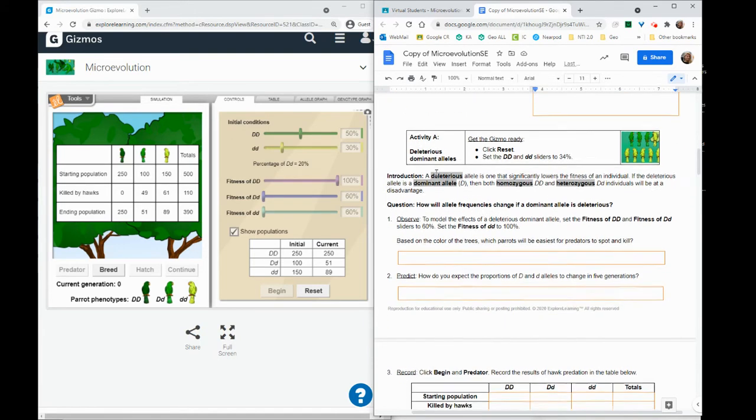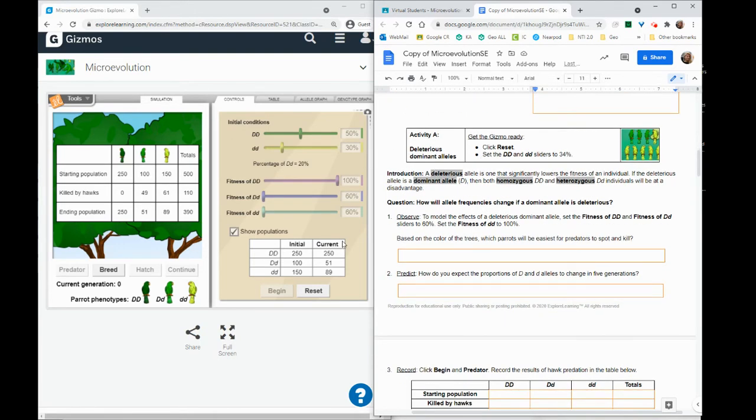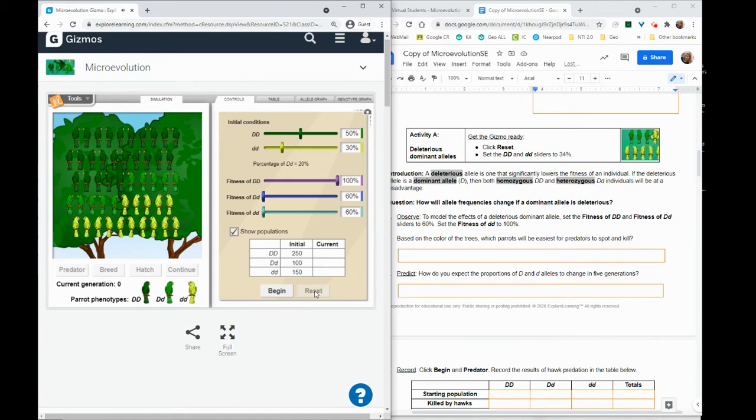Okay, so for activity A, it says to click Reset. So we're going to click Reset. And it says to set the big D, big D and little d sliders to 34%. We're going to set them to 34%. So make sure both of these are 34%.